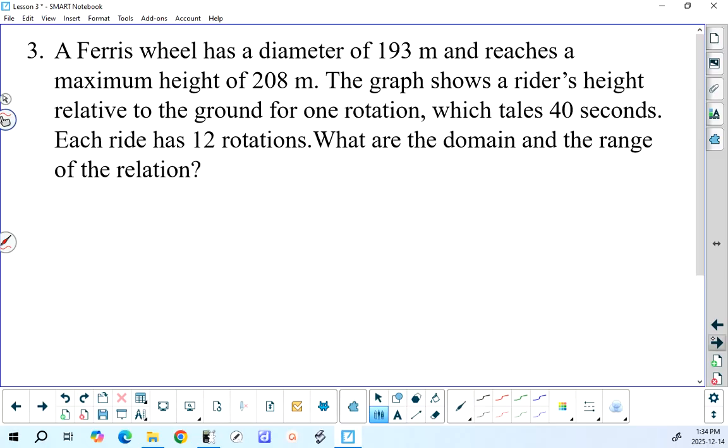One final question. A Ferris wheel has a diameter of 193 meters. The maximum height of a rider on the Ferris wheel is 208 meters above the ground. The graph shows the rider's height relative to the ground for one rotation, and it takes 40 seconds for that to occur.